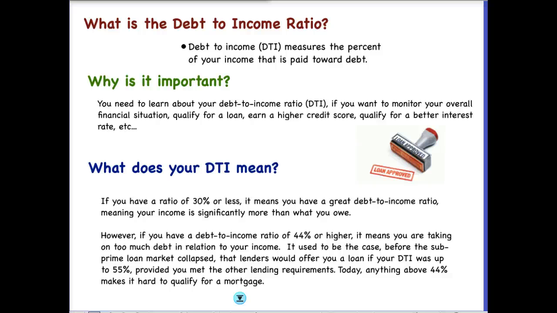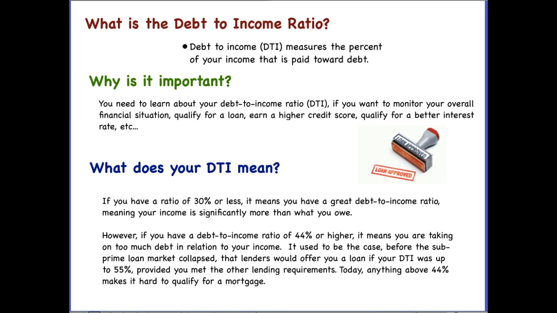So you either need to increase your income, which isn't always within your means, or you need to decrease your debt. Before we had the recession, you used to be able to take out a loan if your DTI was up to 55%. But at that point, there became new standards and new regulations and new lending requirements. So now anything above 44% makes it hard to qualify for a mortgage. So it's very easy to calculate your own DTI and determine if it is under 44%. Let's look at a couple of examples that illustrate this.